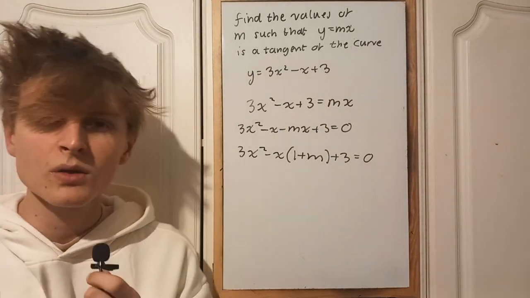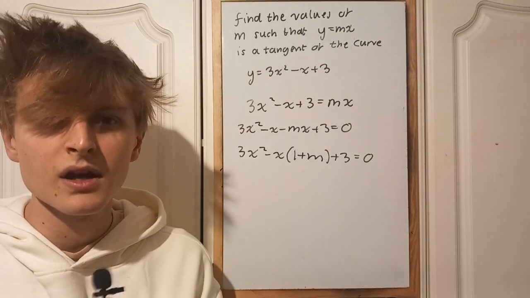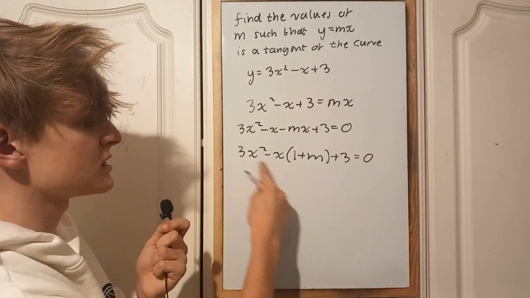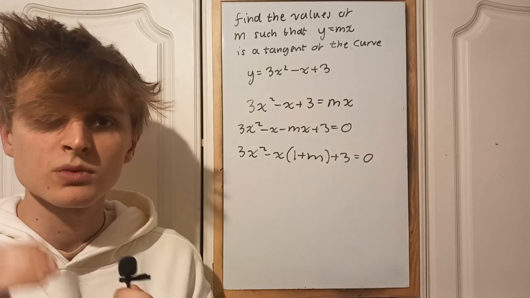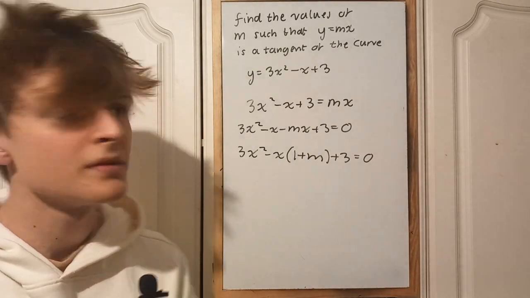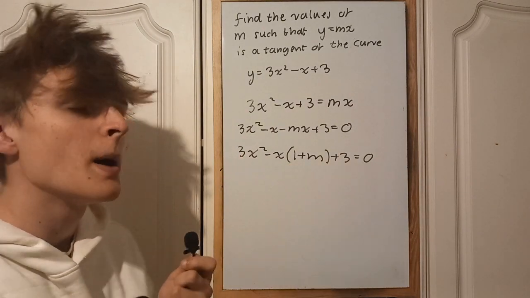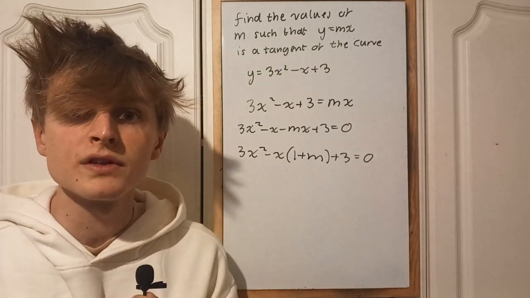Anyway, so what do we know about this quadratic? What must it satisfy? Well, if we want y equals mx to be a tangent, we jolly well hope that this quadratic only has exactly one solution, no more, no less. And that occurs when the discriminant is exactly equal to 0. So we can set up the equation that b squared minus 4 times this times that must equal 0. And that will give us an equation where we can solve for the different values of m.